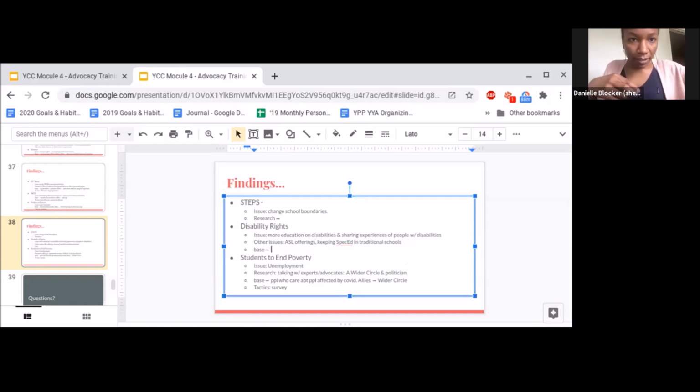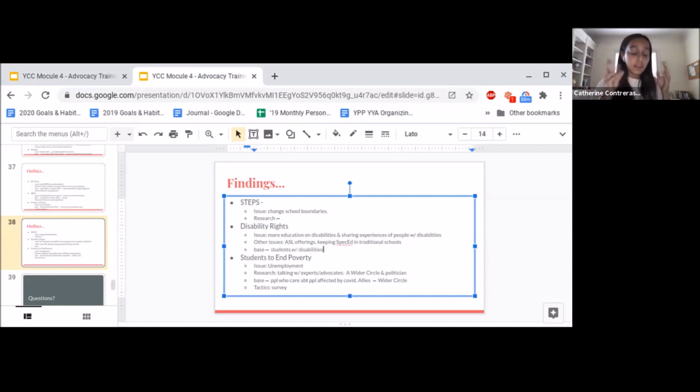Oh, disability rights is gone. I can speak. Go for it. So our base is students with disabilities, and we took your advice and made our issue more focused on accommodations and the access to accommodations. So our allies would be students without disabilities, parents of students with disabilities, and then special ed teachers and just teachers, I guess, in general.